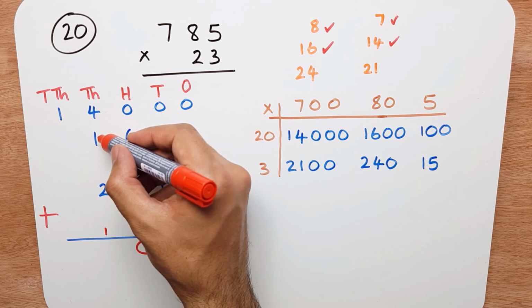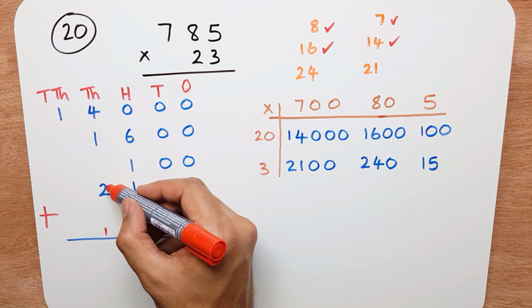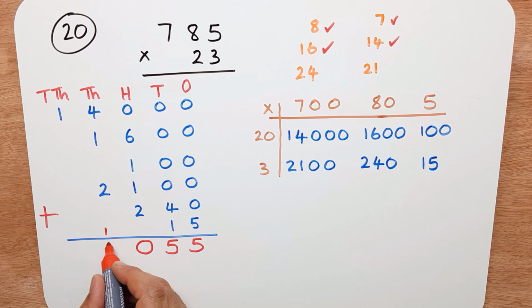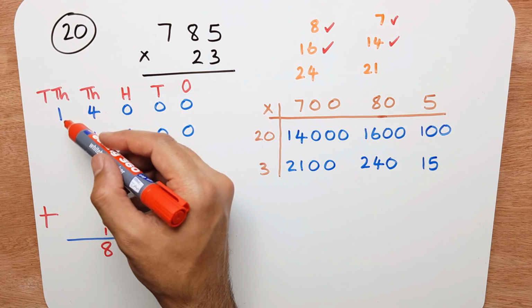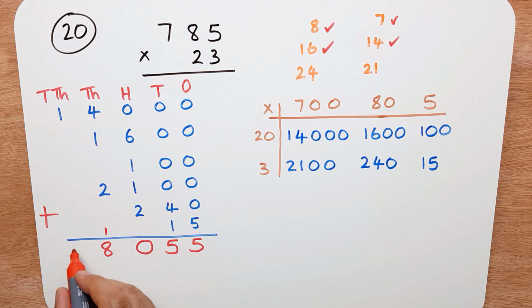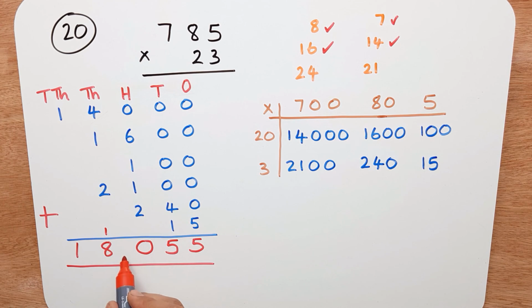So 4, add 1 is 5. Add 2 is 7. Add 1 is 8. So the 8 goes here. And finally, we've only got 1 in the last column, so that goes there. So this here is our number. And as before, 1, 2, 3, comma. So this bit is our thousands. So it's 18,055 as before.